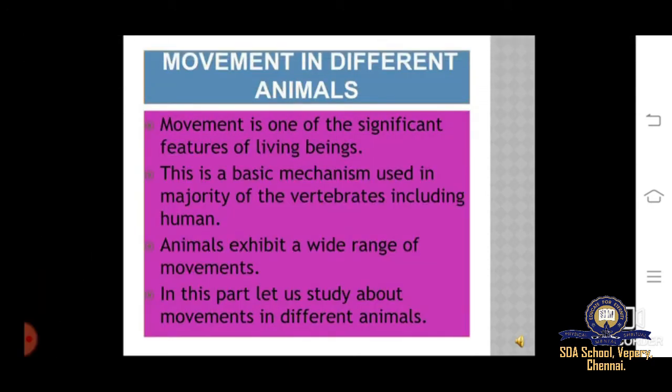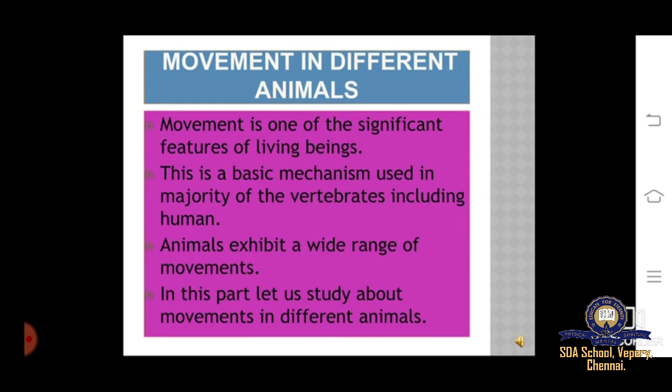Here our next heading is movement in different animals. So how does this movement take place? Movement is one of the significant features of living beings. It is one of the qualities by which we can easily identify a living being, but the plant is an exception. A plant cannot move, but it comes under living beings, and it can survive for many years. The only thing is it cannot move by itself.